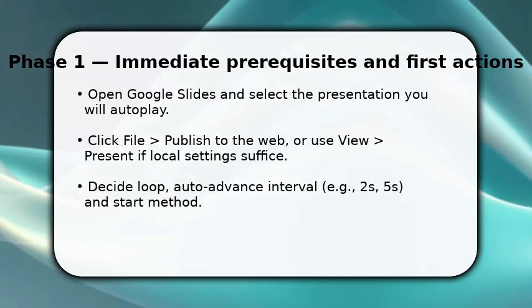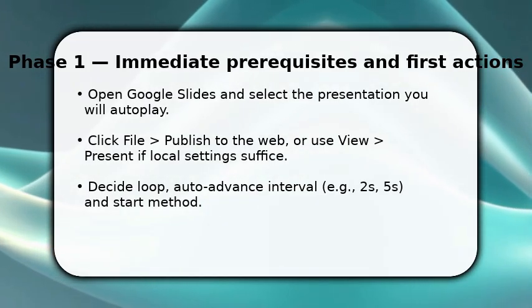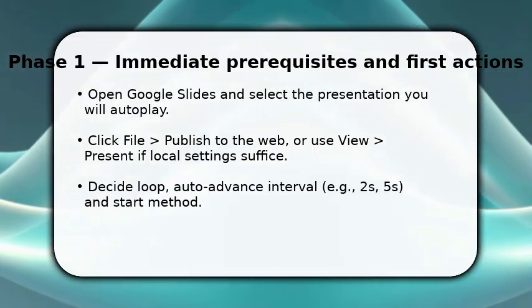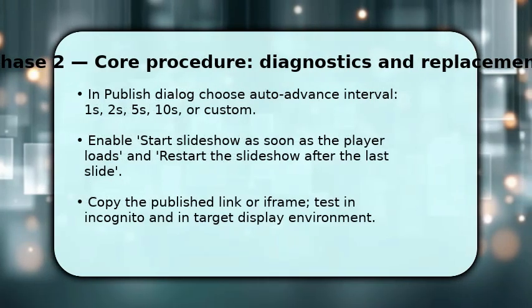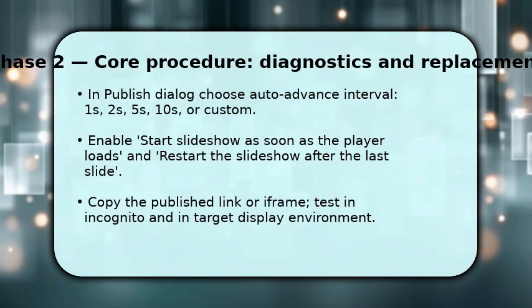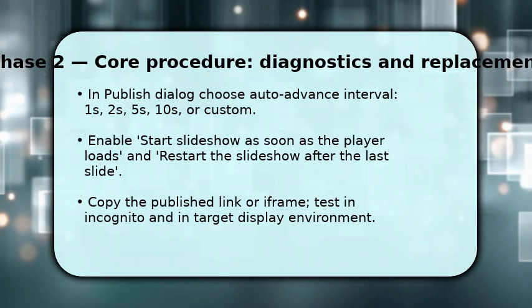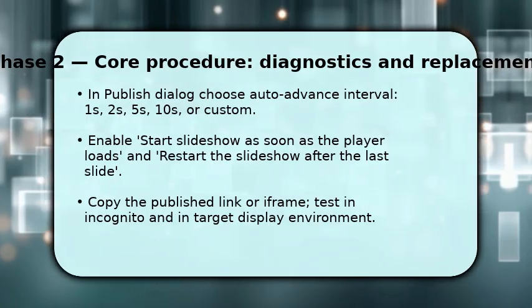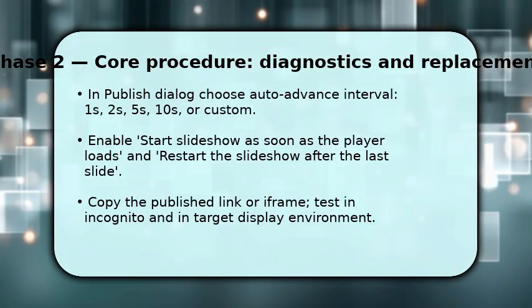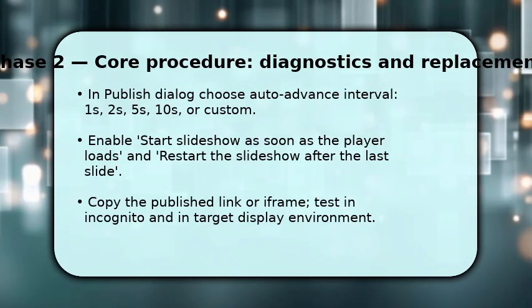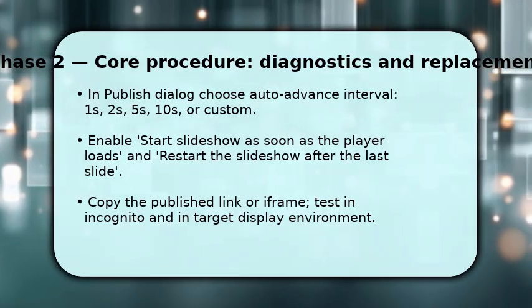Once done, decide whether to publish a link or use present mode for one-off runs, and make sure to save changes before moving on. Now focus on the detailed execution. In Publish to the web, set the auto advance interval and enable both start and restart options so the deck loops continuously. If you need precise control, test different intervals and observe pacing. Timing affects comprehension and engagement.